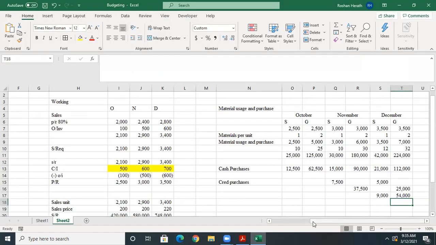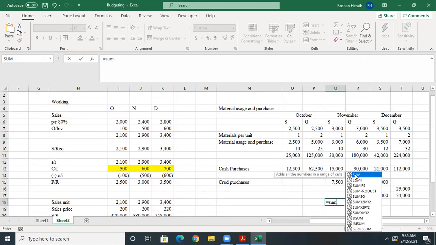Now let's take the credit purchases. So you can see that for the October we don't have any, but we have here credit purchases 7,500, 37,500. So in fact, if you take total, that would be easy.